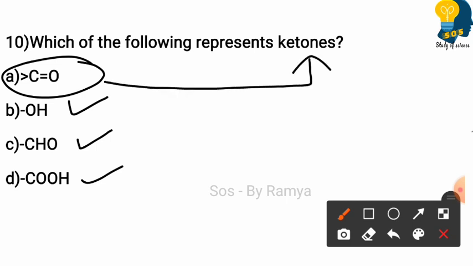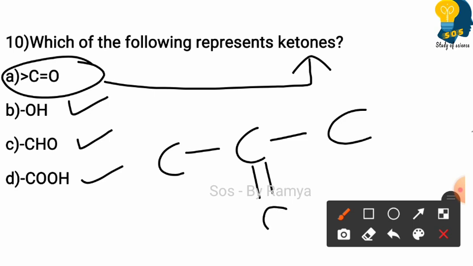When you write a ketone, the first member of ketone, I hope you all remember, is propanone. So 1, 2, 3: a minimum of 3 carbon atoms is needed to write the first member of ketone. So C double bond O represents the functional group ketone. So the correct answer here is option A.